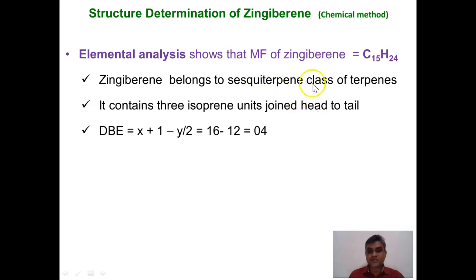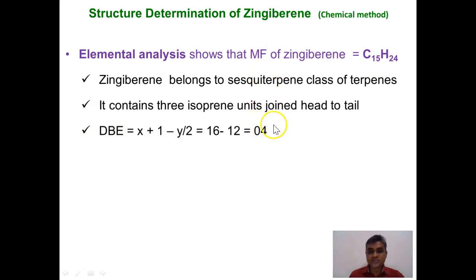Now apart from this broad idea about the presence of 3 isoprene units in gingiberine, we also get information about the double bond equivalence or degree of unsaturation in gingiberine. Double bond equivalence or degree of unsaturation means how many double bonds gingiberine contains and how many rings it contains. Double bond equivalence is calculated by the formula x plus 1 minus y by 2 for a molecule CxHyOz. So if you put these values in, the degree of unsaturation in gingiberine is found to be 4.